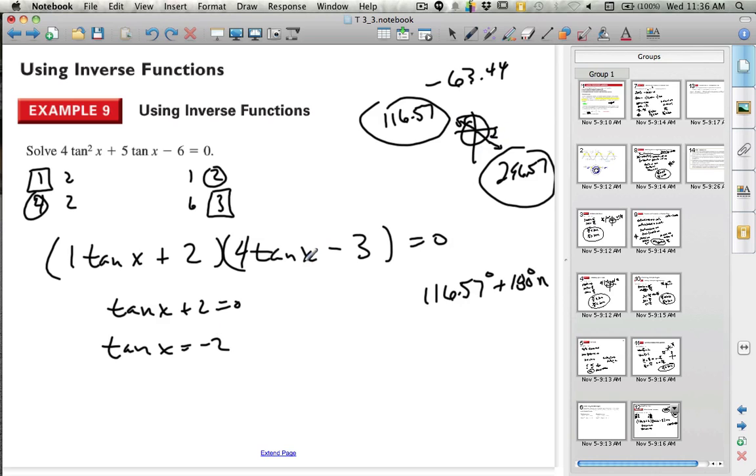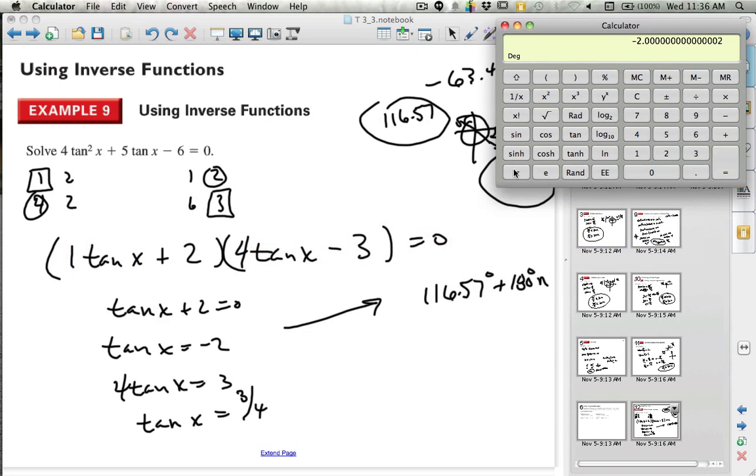Okay, now if I take the other part of the equation, that was one solution. If I do 4 tangent of x minus 3 is equal to 0, first I'd add 3, then I'd divide by 4. Then if I look where a tangent is 3/4, so I do 0.75 and I do inverse tangent, it gives me 36.86.